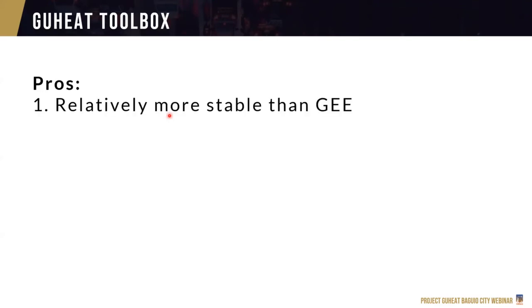So next is the GUHeat Toolbox. The Toolbox is a plugin for QGIS created by the project as an alternative to Google Earth Engine. But other than computing for LST, it has other tools included in it which the project uses for processing other stuff. So pros. It is relatively more stable than Google Earth Engine, as updates usually don't change much, and especially if you're using a long-term release version.